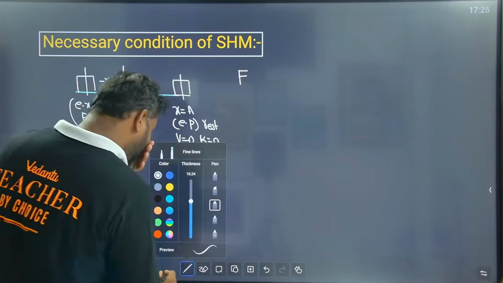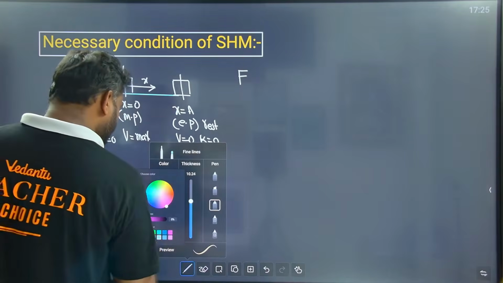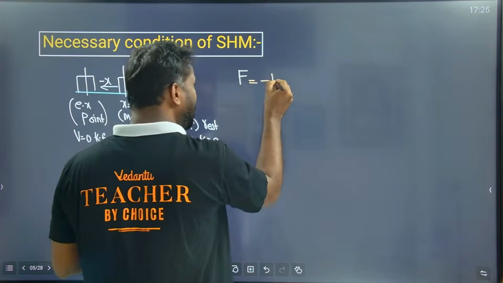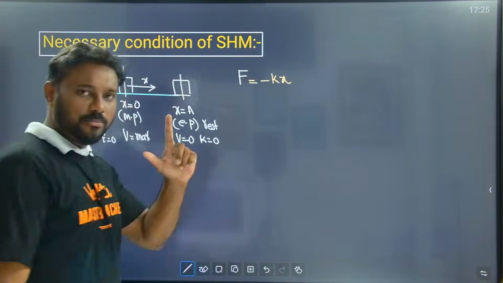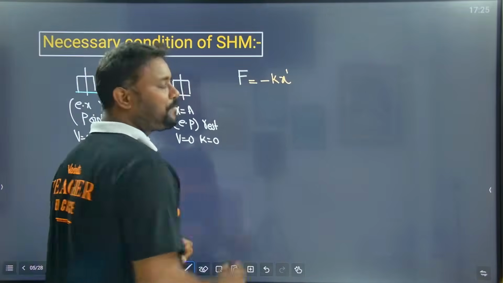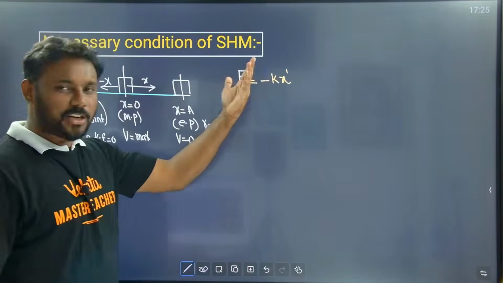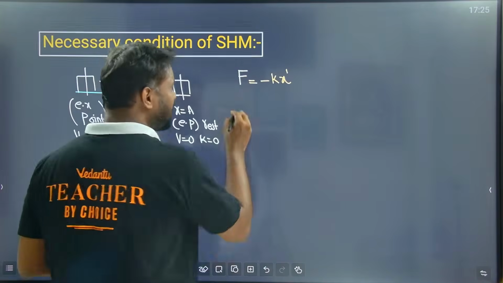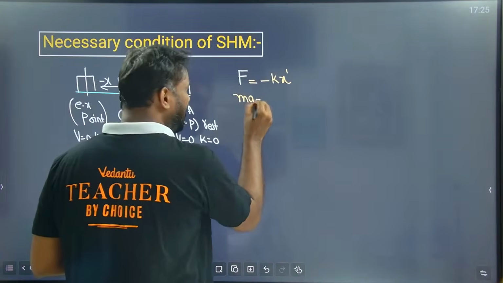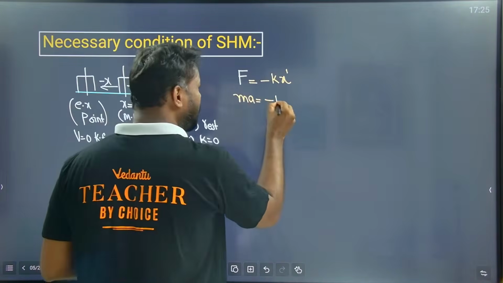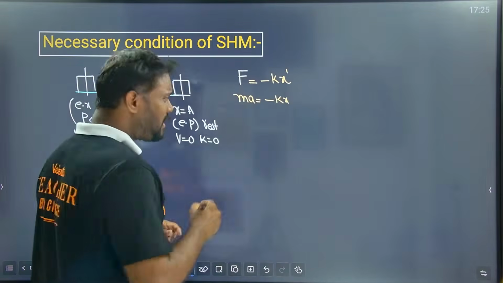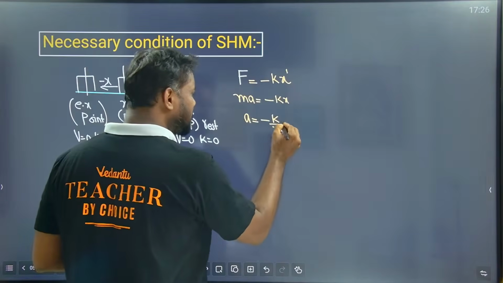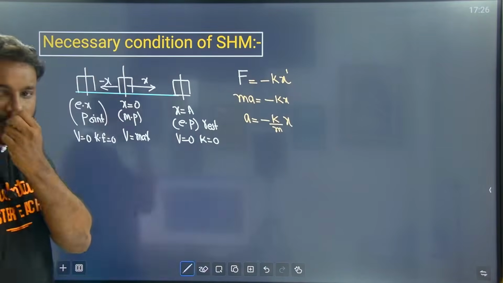Let us define the restoring force. I'm representing the restoring force as F equal to minus k into x. For a simple harmonic motion, the exponent of x is 1. With displacement of the particle, the force acts in the opposite direction. So F is mass into acceleration, and this is very important: minus k into x. So m a is equal to minus k x, so a is equal to minus k by m into x. This must be known clearly.